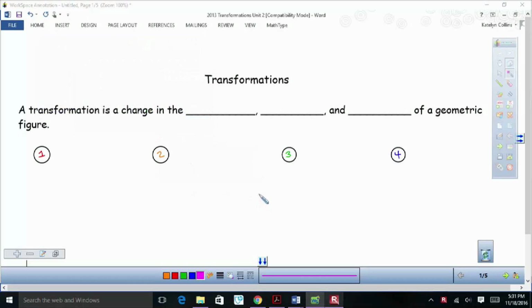The next unit we're going to cover is called transformations. A transformation is a change in position, size, or shape.